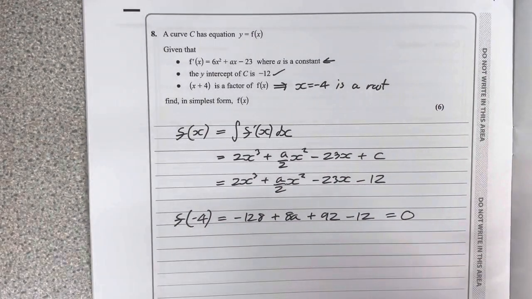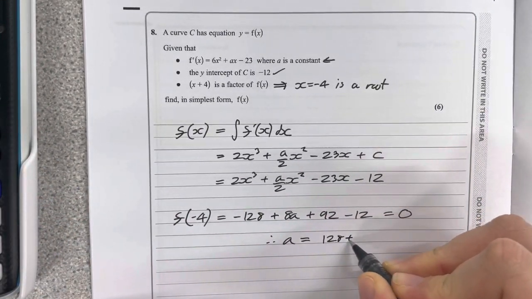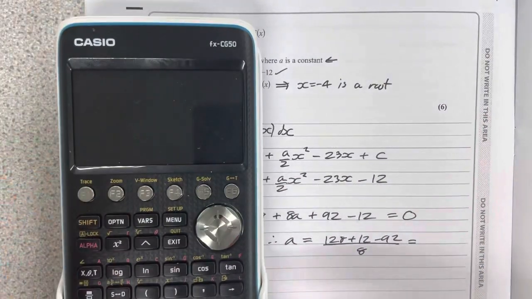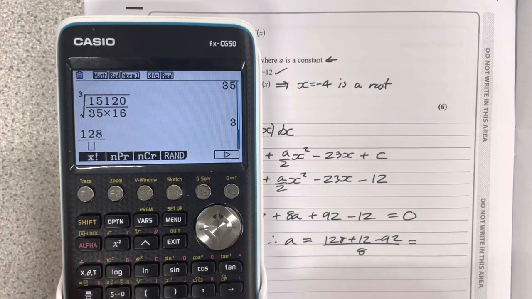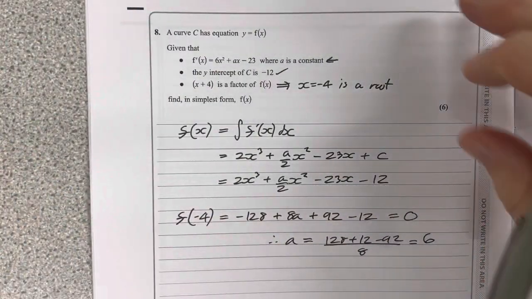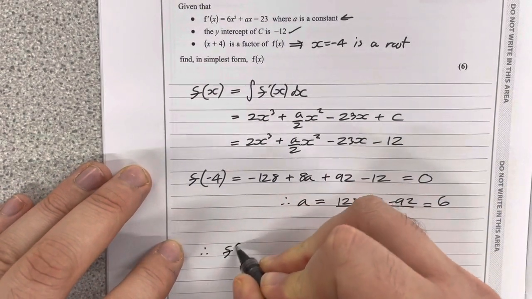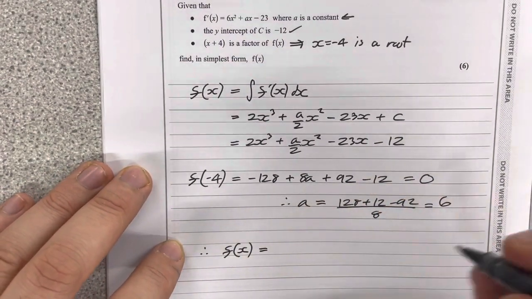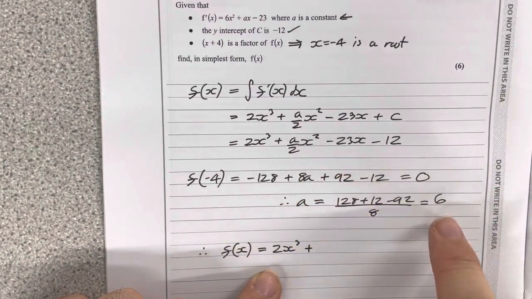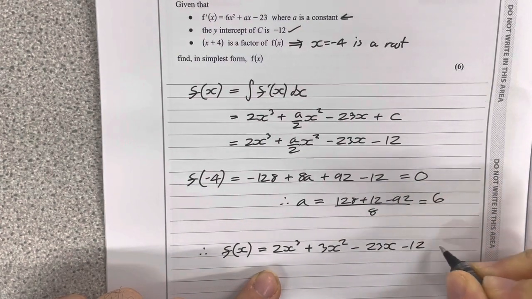And that's now a nice linear equation in a. So therefore a is going to be 128 plus 12 minus 92, all divided by 8. So 128 plus 12 minus 92 over 8 is 6. And that's not quite answered the question because we want f of x in its simplest form. So therefore f of x is equal to 2x cubed plus a on 2, a is 6, that's 3x squared, minus 23x minus 12.